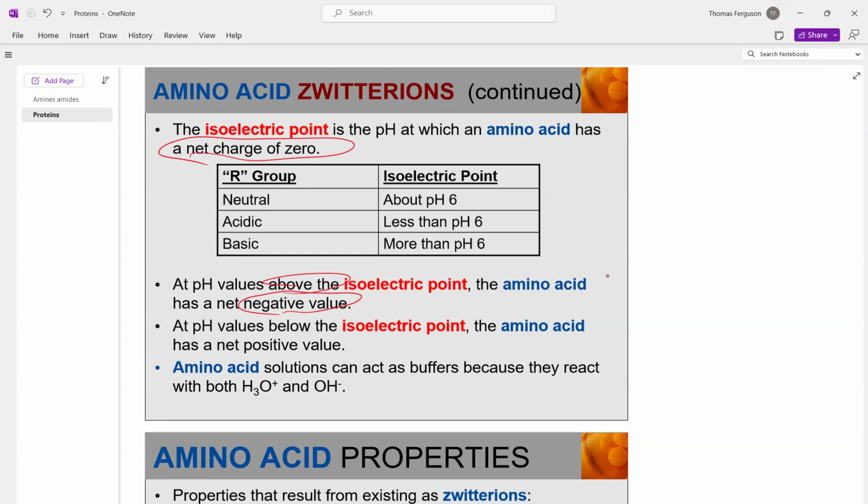That's also how you make cheese. You put in vinegar, lower the pH value to 4, and your curds come out of your milk. Leaves the whey behind. So isoelectric point is a very important concept.